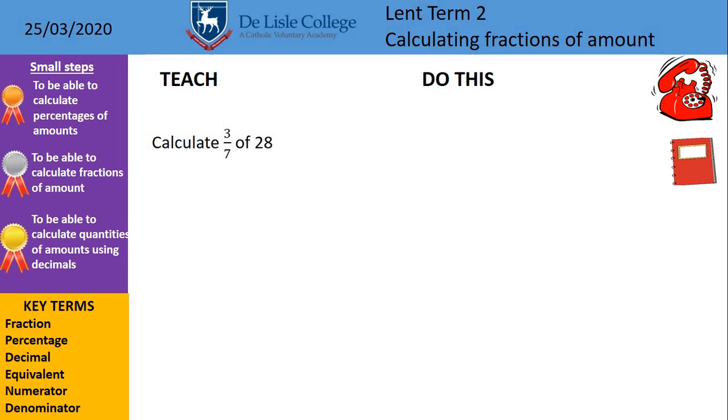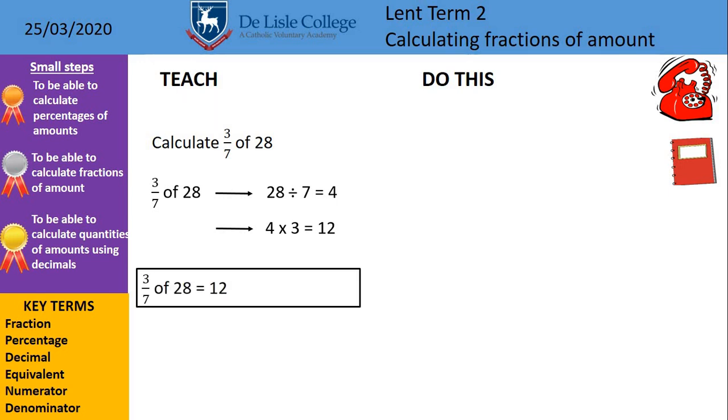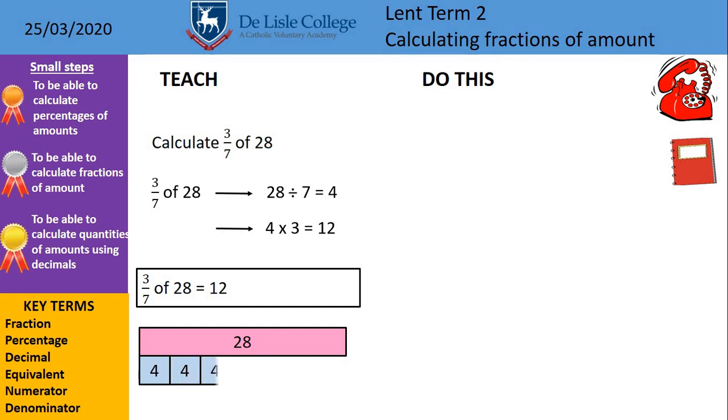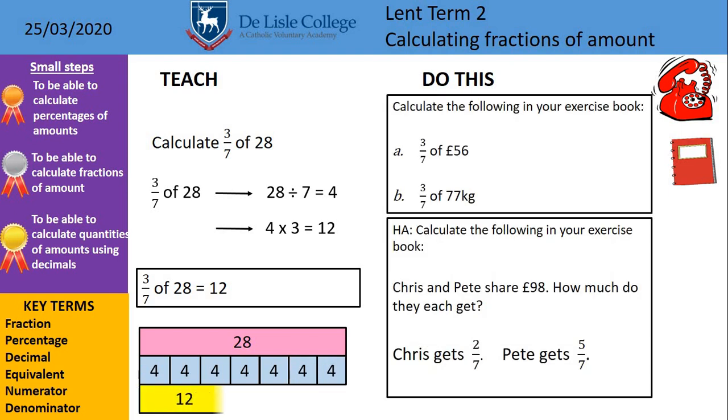How would we calculate 3/7 of 28? First of all, we'd divide by 7 to work out what 1/7 is. Then we would multiply this by 3 to get 3/7. So 3/7 of 28 would be 12. Looking at this as a bar model, so if we're splitting 28 into 7ths, each of them would be 4, and then to calculate 3 of them, that would be 12.